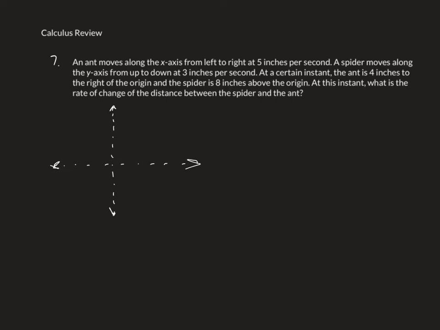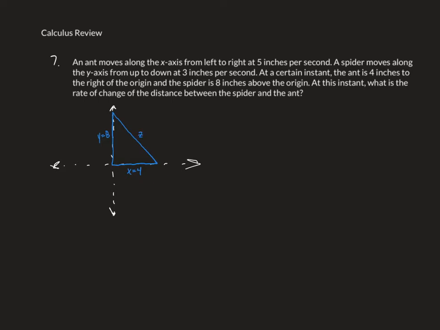Alright, so I'm just going to draw a little picture here. The ant is 4 inches, so I'll say x equals 4 at a certain time. And the spider is 8 inches above the origin, so we'll say that's y equals 8, and that's the spider. At this instant, what is the rate of change of the distance between the spider and the ant? So what I want is the rate of change of that side, z, we could call it.